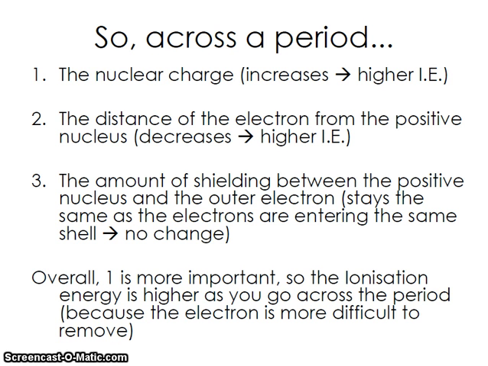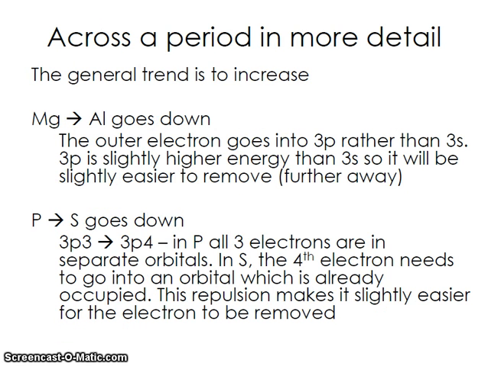So as you might imagine, 1 and 2 are the most important, which means that as you go across a period, you get a higher ionisation energy because the electron's more difficult to remove. However, having said that, there are a couple of exceptions.